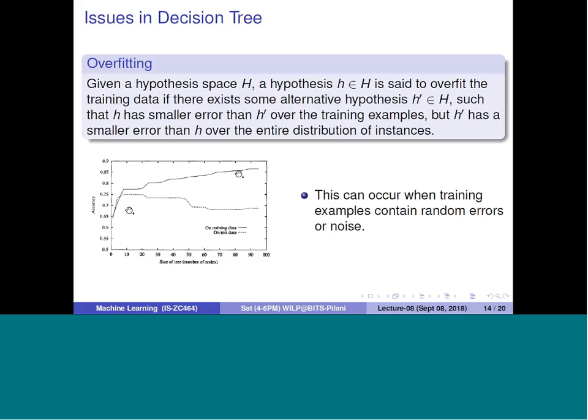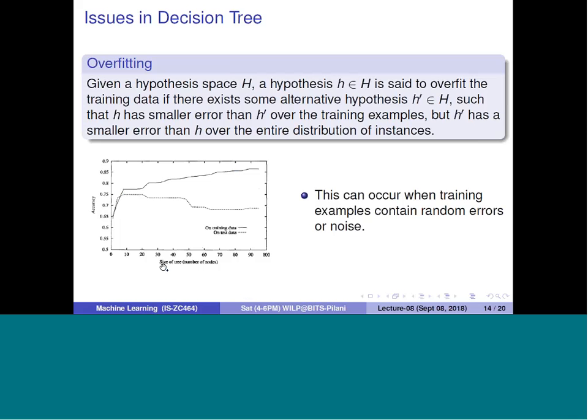This graph says that when you keep increasing the size of the tree, meaning more nodes and deeper, then your accuracy increases. As the size of the tree increases, it becomes better and better, and therefore accuracy increases and error decreases. On the training data, accuracy is increasing.